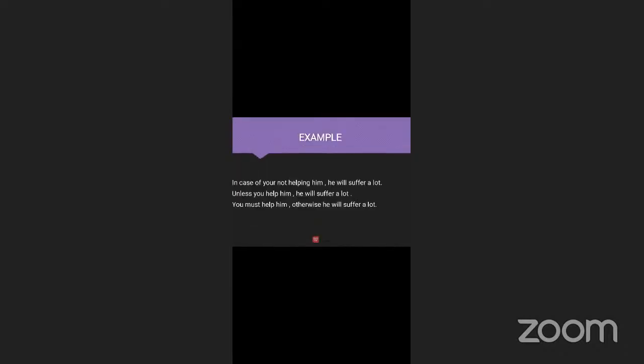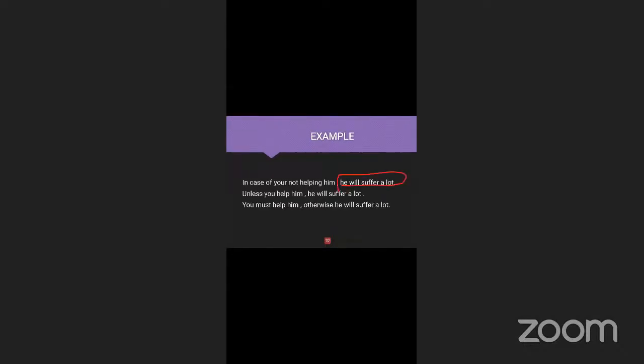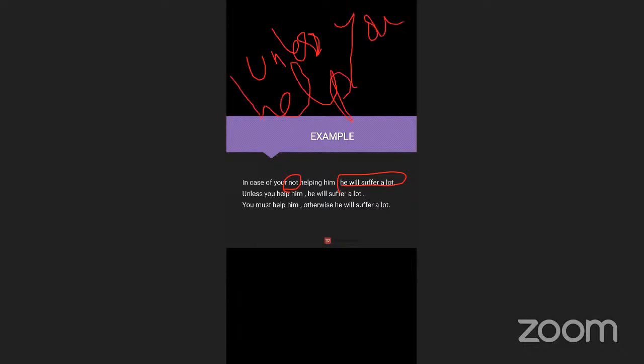See, for another example: in case of you are not helping him, you will suffer a lot. What is the main loss here? He will suffer a lot is the main loss. In case of you are not helping him, that is in case of you are not, so unless. We can write, unless you help him, he will suffer a lot.